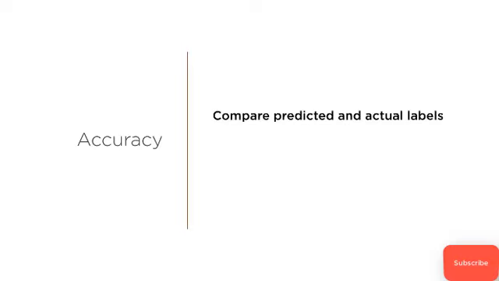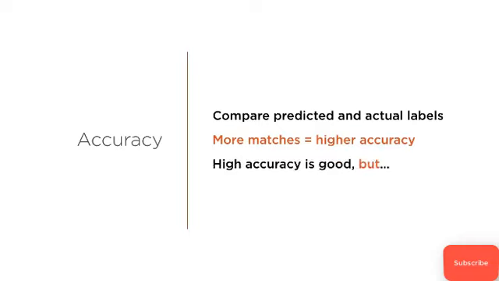You'll calculate the accuracy of your model by comparing the predicted labels, which are the output of your model, versus the actual labels or the actual categories that you have in your data. The higher the number of matches of actual values versus predicted values, the higher the accuracy. As a student of machine learning, when you first get started with classification models, accuracy is the first metric that you learn about. High accuracy is good, but there is an important asterisk here which you need to understand.